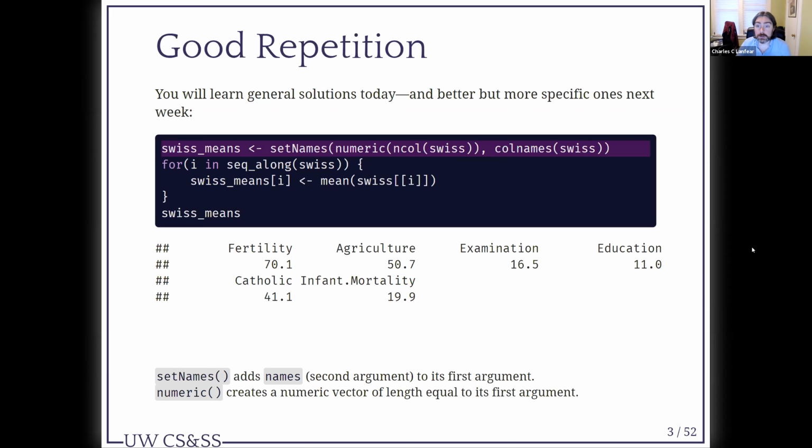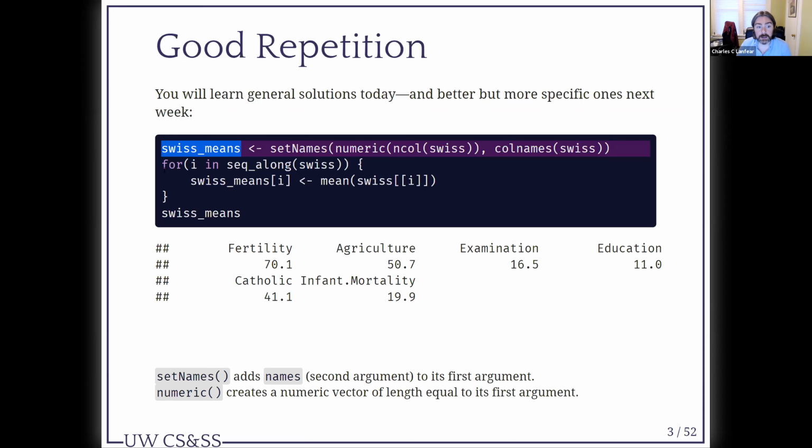Okay. Next week, we're going to talk about better methods than what I show today, but they tend to be more specific to things or involve a little bit more of a technical understanding of some things. So what we're going to talk about today are loops. And a loop looks something like this. I'm not going to go into detail about what this is doing because we're going to walk through how these things operate extensively today. But the gist of what this is doing is we're creating an empty vector called Swiss means that I'm going to assign a bunch of values to.